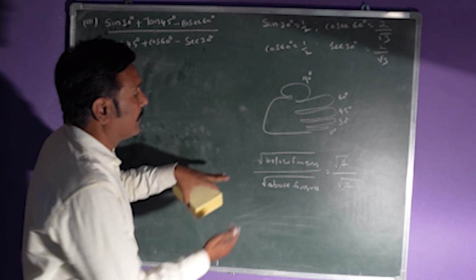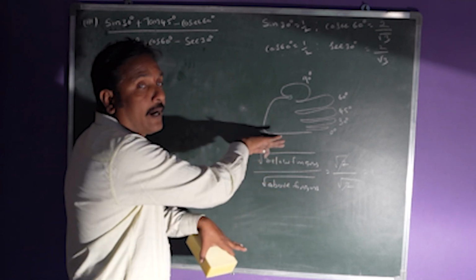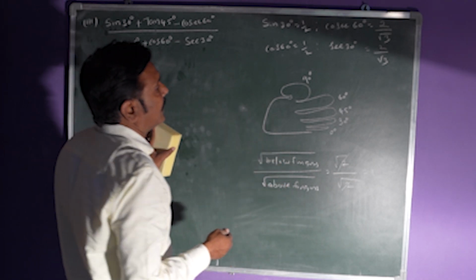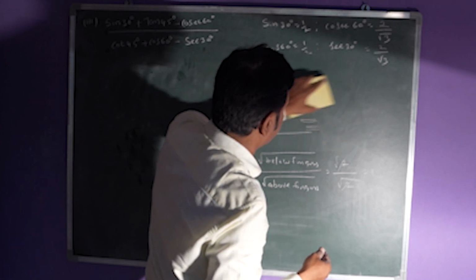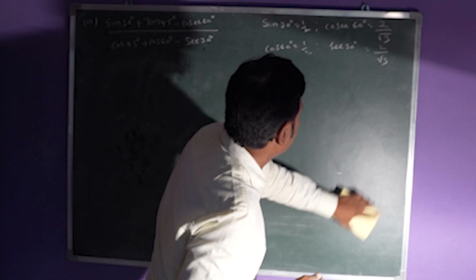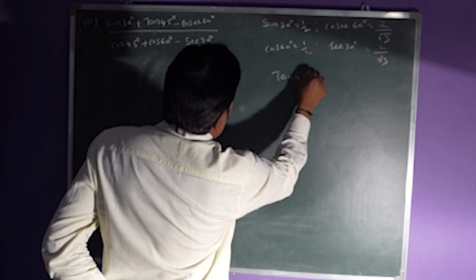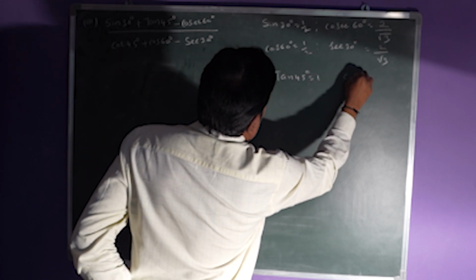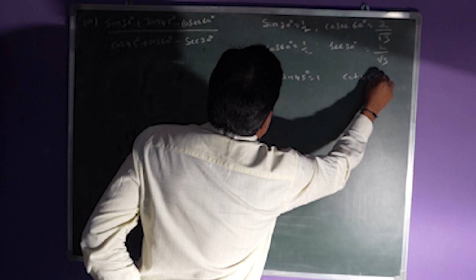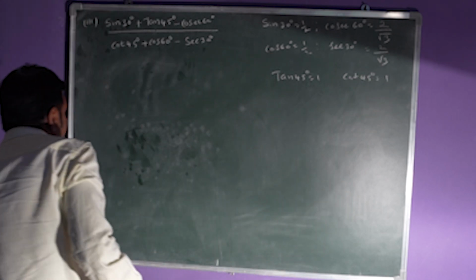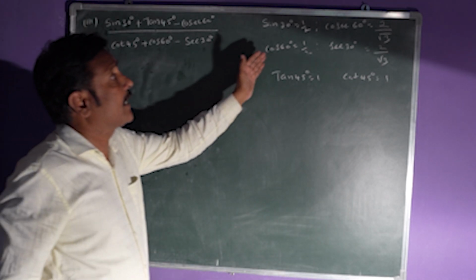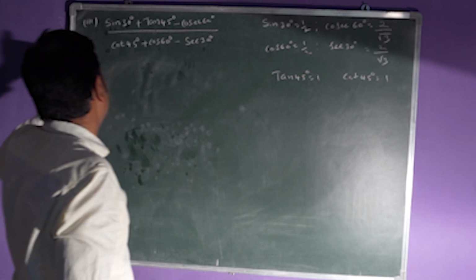Cot 45 means cos by sine. This is the opposite, so that value is also 1. Tan 45 degrees is equal to 1 and cot 45 degrees is equal to 1. Then I will use these trigonometrical values to solve the problem.